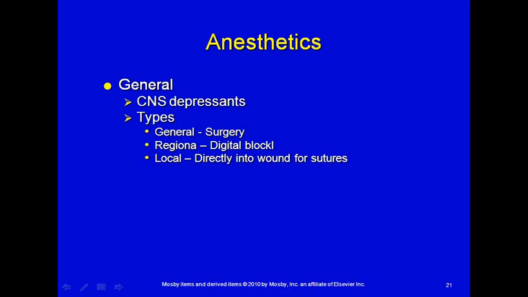In a digital block, lidocaine or some other anesthetic is injected into a nerve branch, and then that numbs a whole portion of a digit. So if they're going to do some orthopedic work on a finger, rather than put you to sleep, they may just numb that finger. And then we also see local anesthetics being injected directly into wounds, or directly at a site to numb that area. This is most common, of course, in dental work. It's also common when you're suturing.